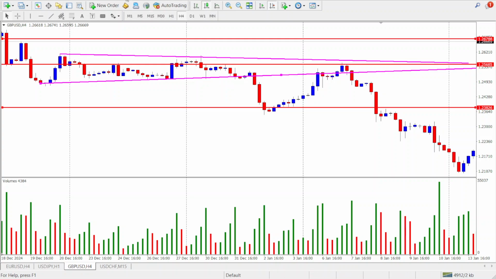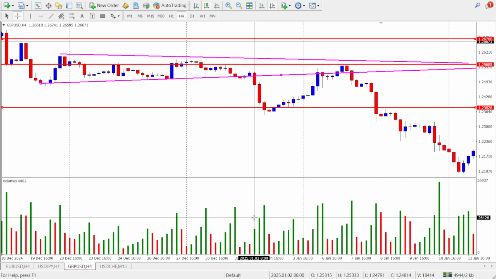Now also pay attention to your volumes. You can see that during this period, when we had this breakout, we had increasing volumes. At this breakout point, the volume increased compared to the previous three volume histograms.